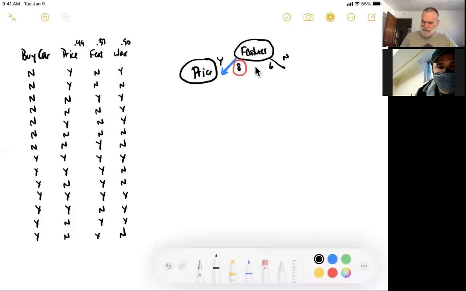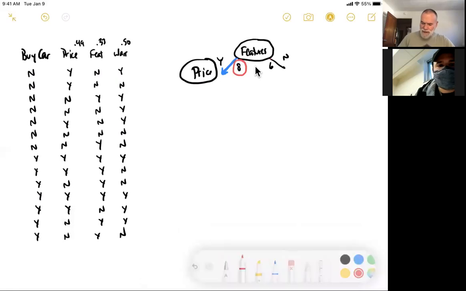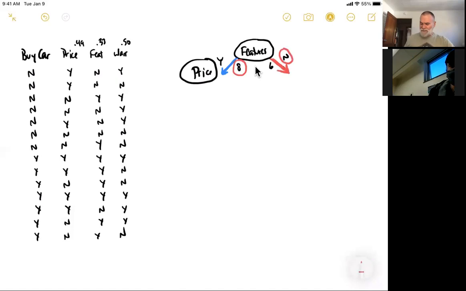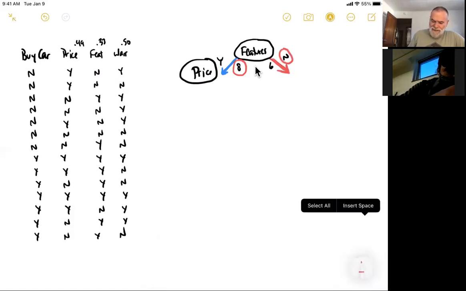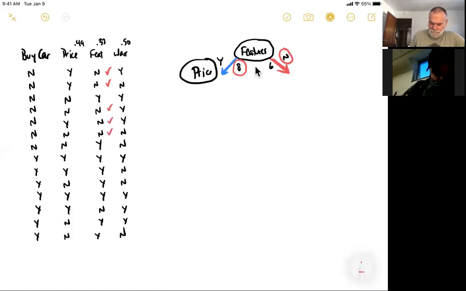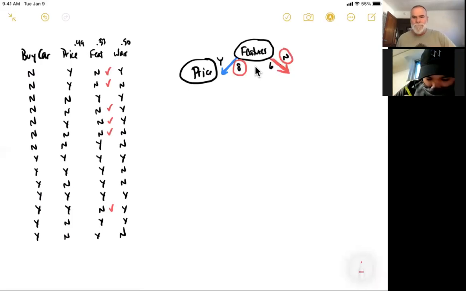Okay, so now we're going to check this right branch here, the features node. So let's figure out just those tallies, just to get us in the practice of the tallies. So features no, let me put some check marks in here, and I'll put these in red. The features no are just these, just those 6. Everything else we're ignoring. That's only 6.